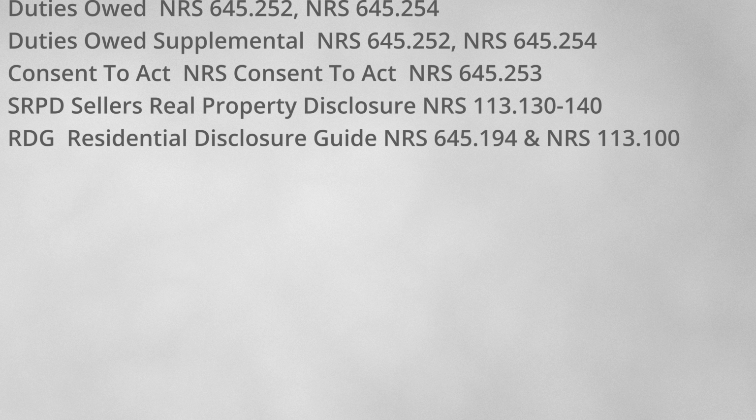There are disclosures which the Nevada Real Estate Division requires a licensee to use in all real estate transactions, and they're governed by NRS 645, the Nevada Revised Statutes. The duties owed, supplemental to the duties owed, consent to act, seller's real property disclosure, and the residential disclosure guide are the most commonly used disclosures. In this video, we'll take a look at the duties owed, the supplemental, and the consent to act forms to understand the uses and protection they provide to the consumer.